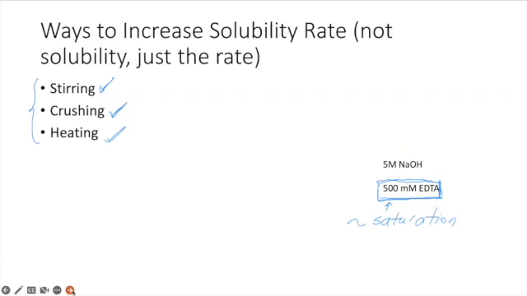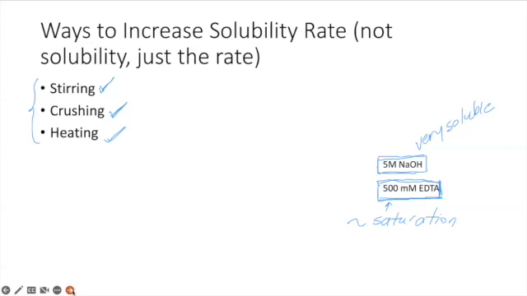This solution, 5 molar NaOH, is very soluble. In fact, when I set out my beaker of water and then measure out my NaOH and pour it in, it almost immediately turns into the solution. And it's so fast that it actually gives off heat. At 5 millimolar, sometimes the beaker will be hot because this reaction happens really fast.